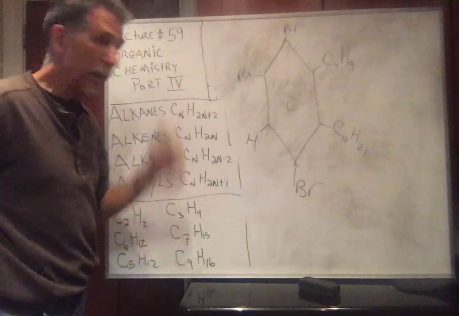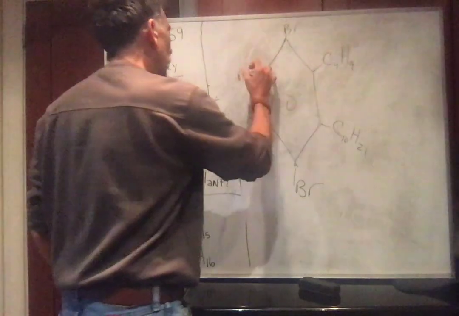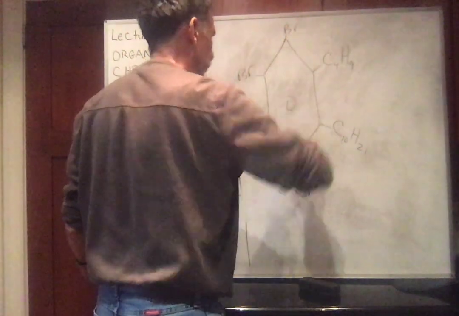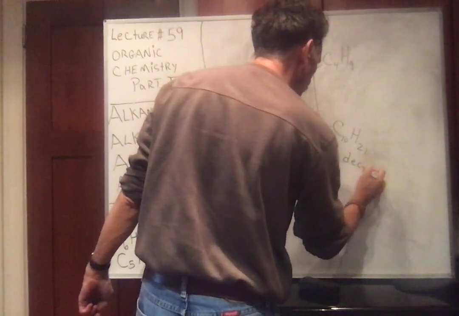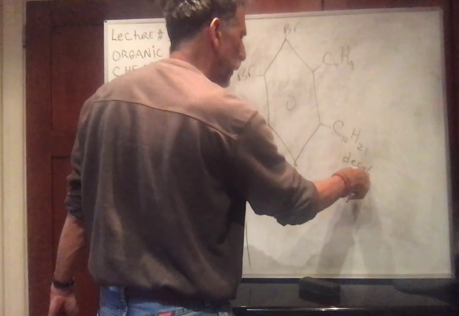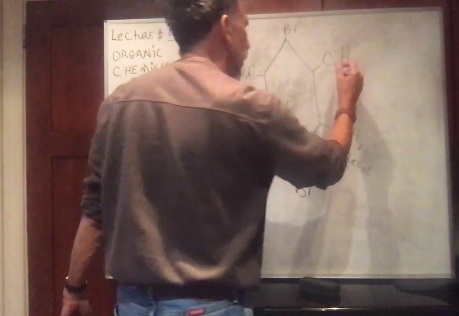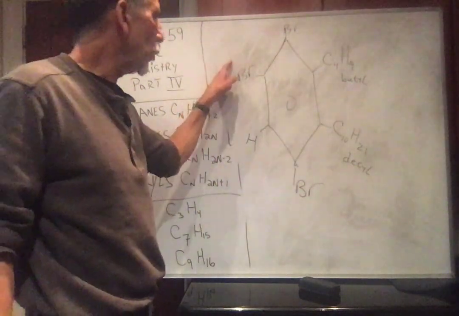I don't know what this is, so let's try to work it out together, okay? So let's see what we have. We have a couple of bromines. What is this? This is decyl, right? 10 is dec. It's even, so 2 times 10 plus 1, decyl. What is this? This is butyl. So it looks like butyl and bromine.